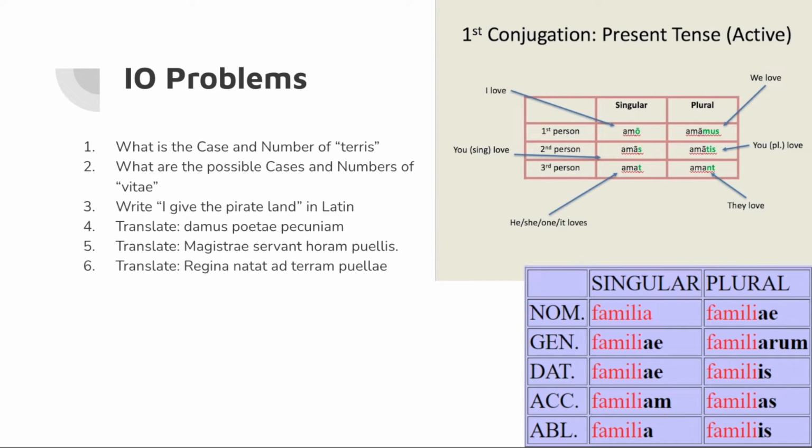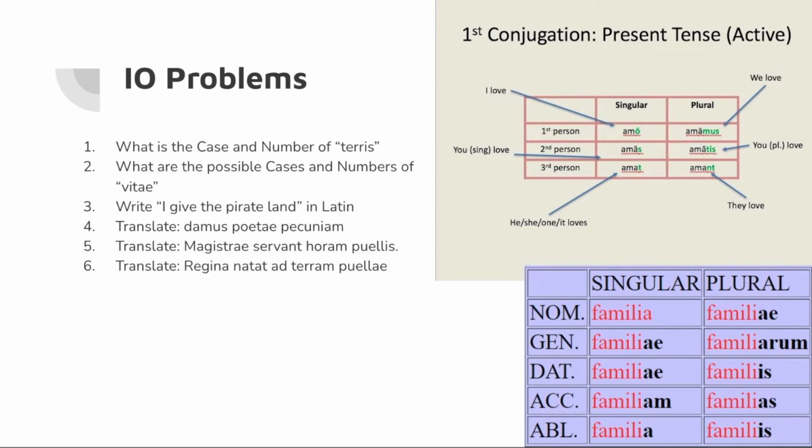And pirata. So how do you make pirata into the dative case? It would be piratae. So it would be do terram piratae. That's the Latin sentence. Okay, number 4. Damus poetae pecuniam. Okay, so damus.